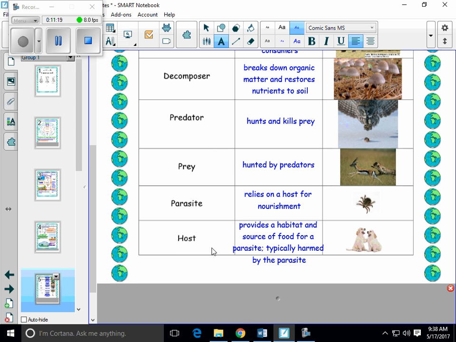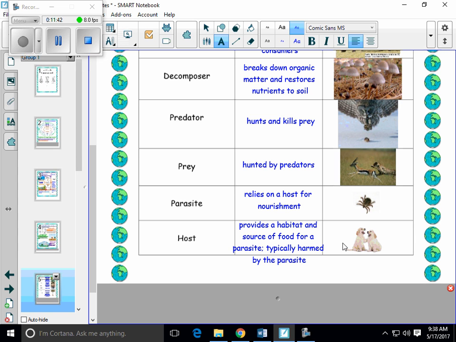Now a tick needs a host, and that host, like these cute little puppies, is going to provide a habitat, so a place for that tick to live. And the puppies are also going to provide a source of food for the parasite. So that little tick is going to burrow its head in under the skin of that puppy or another animal or you, and it's going to feed off the fluids of their body.